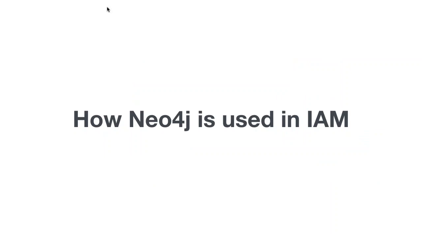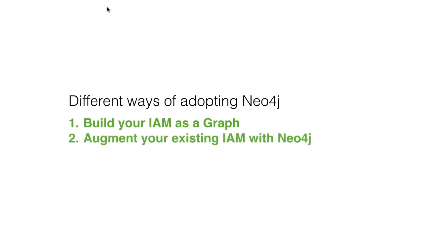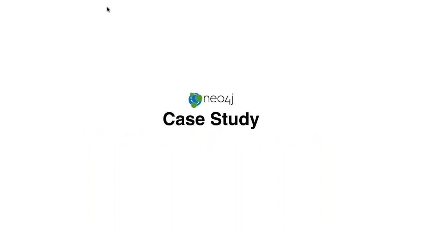So let's look at how Neo4j is used in IAM. We see two major trends in which Neo4j is being adopted. And the first is to simply build your IAM system as a graph from scratch. And the second is to augment your existing IAM with Neo4j. And let's look at a couple of case studies that would explain this.